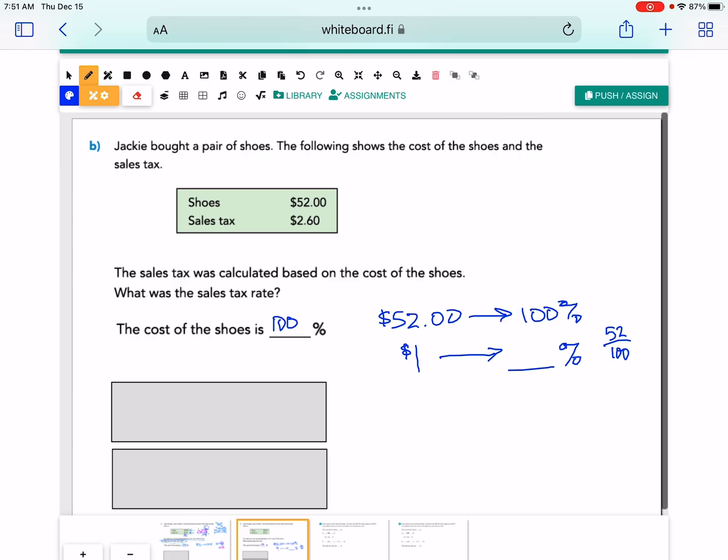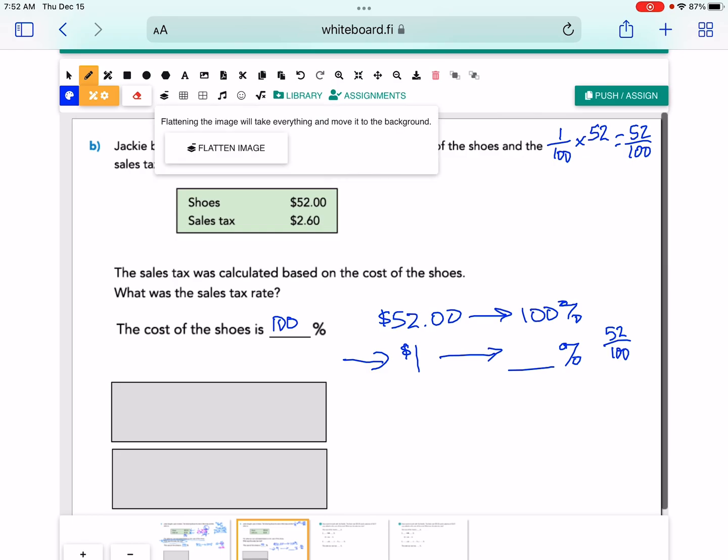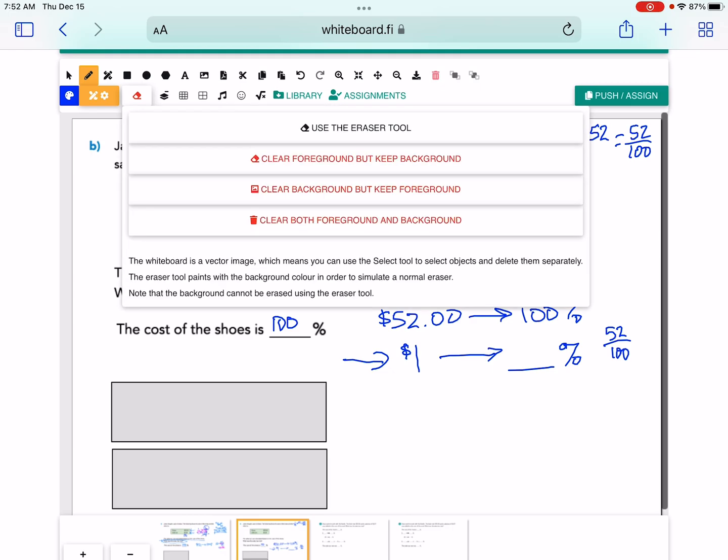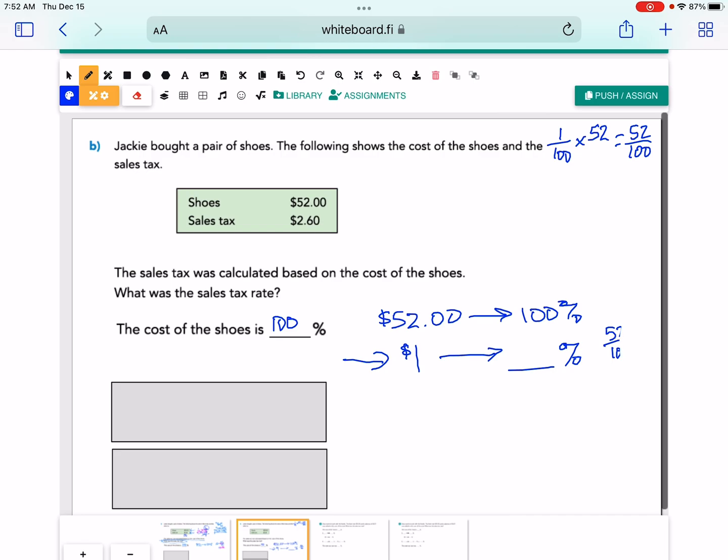And 1% of $52 is 52/100ths, right? But we're not asked what 1% of $52 is. We want to know how many percents $1 is. All right. So let's see if I can, the eraser tool is what I wanted. We're going to go ahead and erase this because that doesn't get us what we're being asked over here.